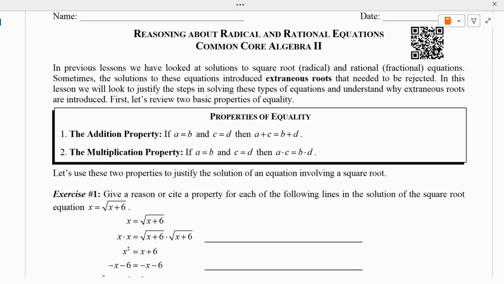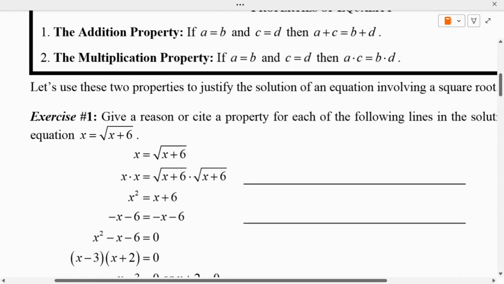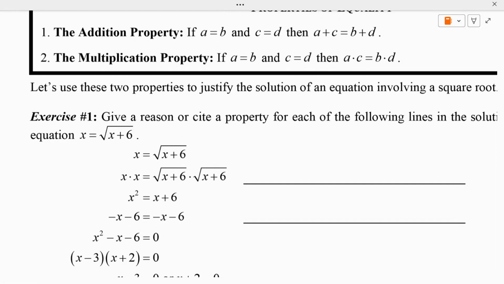Before we start solving these radical and rational equations, we want to talk about the properties that allow us to do this. Our first property is the addition property of equality. That says that if A equals B and C equals D, then A plus C equals B plus D. Meaning if you have two equal quantities and you add to that two other quantities that are equal, then you're going to get a true statement.